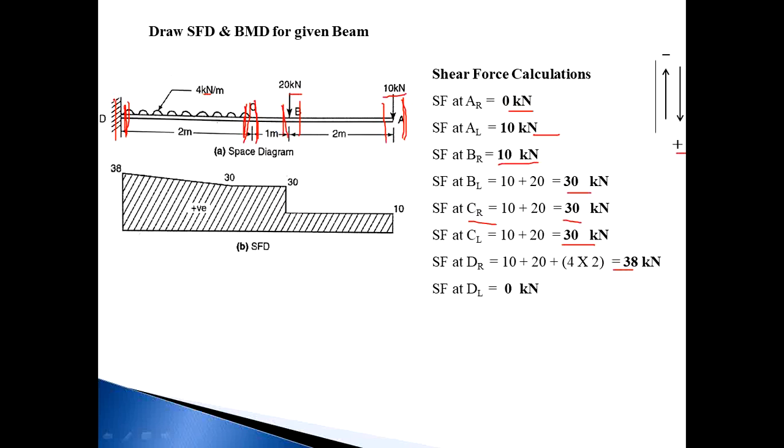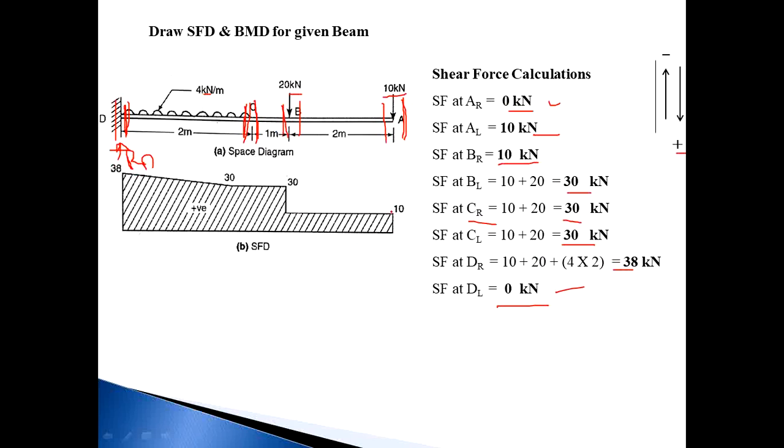mark a section on the left side of the D and consider the right side. So 38 kilonewton downward force, and we know the RD value, that RD is equal to 38. So minus 38 plus 38 becomes 0. Means start with 0, end with 0. By using these coordinates, these shear force values, you should draw the SF diagram.